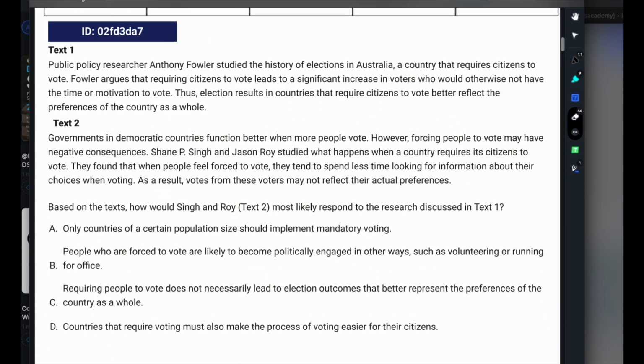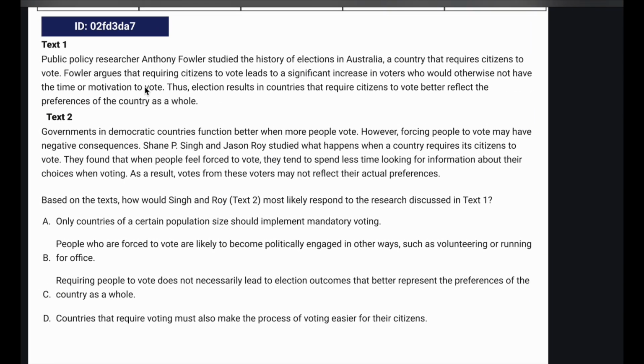Okay, now let's analyze this one. Demak, birinchi stepimizni o'ylab, birinchi textni o'qiymiz. Based on the text, how would this guy most likely respond to the research discussed in text 1? Ya'ni o'sha text 1 bilan text 2 ni relationshipini so'rayapti. So, public policy researcher Anthony Fowler studied the history of elections in Australia, a country that requires citizens to vote. Ya'ni mana shu tadqiqotchimiz Avstraliyadagi ovoz berishlarning tarixini o'rganib chiqibdi. Bu davlatda har bir fuqaro ovoz berishga majbur ekan.